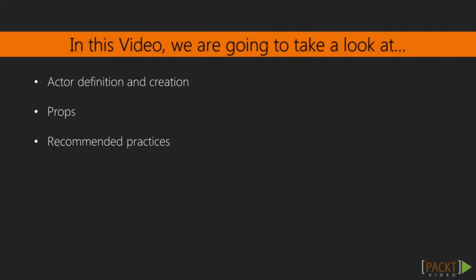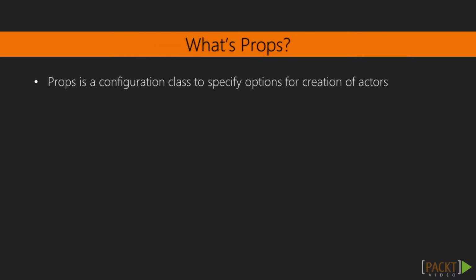Let's get started. As we saw from the previous section, an actor class is implemented by extending the actor class and implementing the receive method. But what's a props? Props is a configuration class to specify options for the creation of actors.